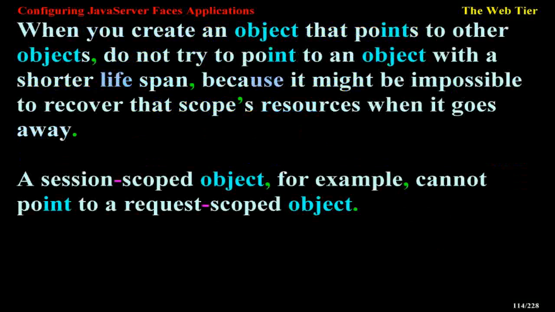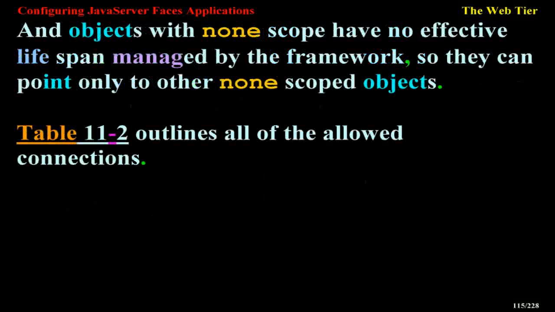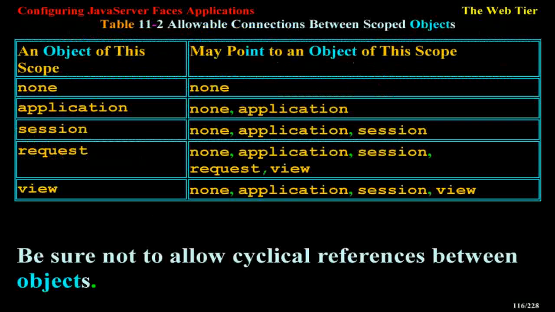When you create an object that points to other objects, do not try to point to an object with a shorter lifespan, because it might be impossible to recover the scope's resources when it goes away. A session scope object, for example, cannot point to a request scope object. And objects with none scope have no effective lifespan managed by the framework, so they can point only to other non-scope objects. Table 11-2 outlines all of the allowed connections.